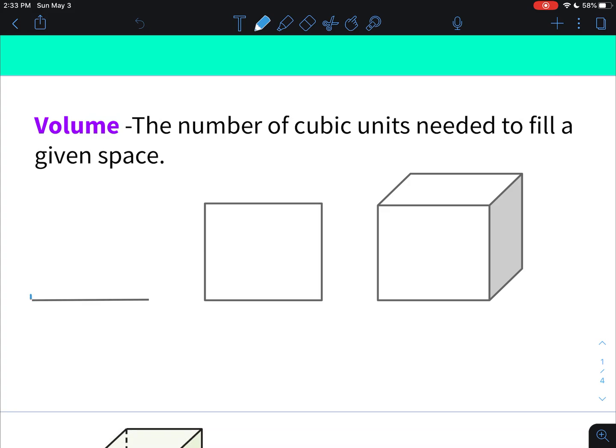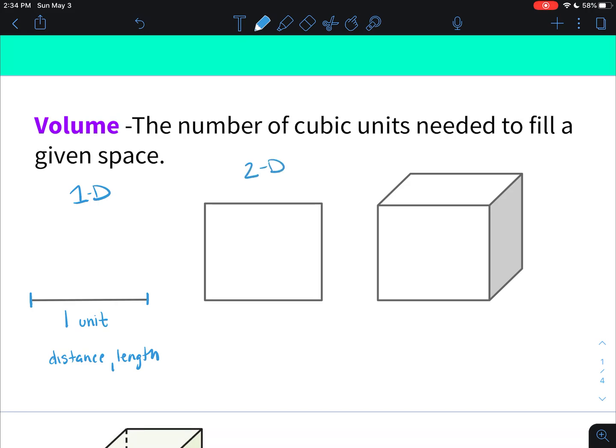So just as a review, if I look at this right here, I could label this as 1 unit. It could represent a distance, a length, whatever you want to call it. But this is a one-dimensional unit, okay? It's just one dimension, 1 unit. That is what you measure length in. Feet, inches, centimeters, whatever you want to use, but any of your units.